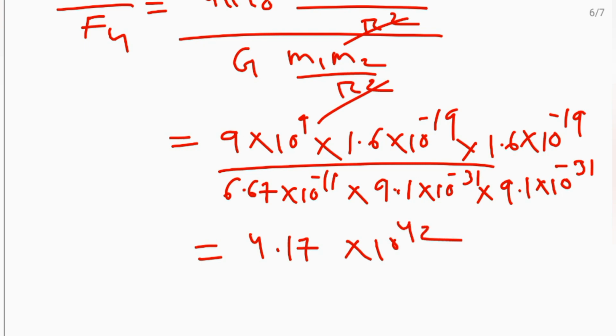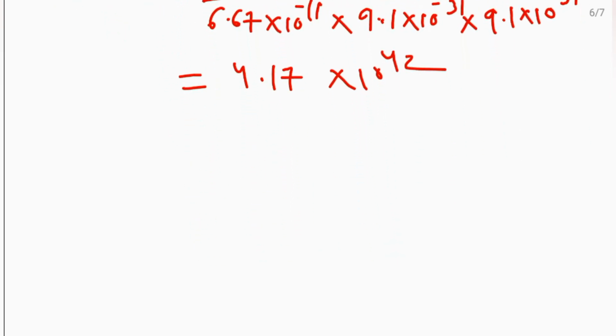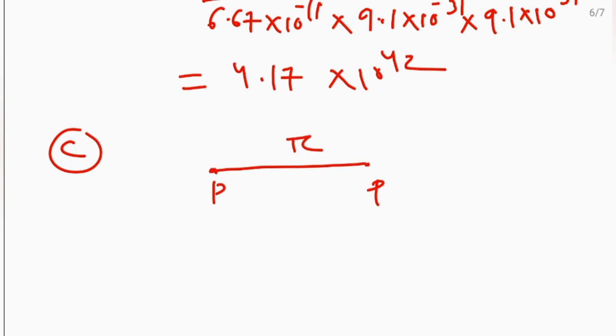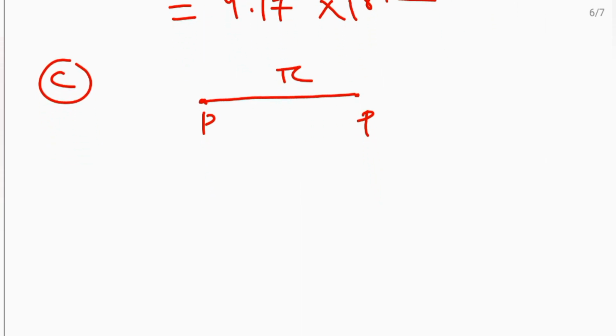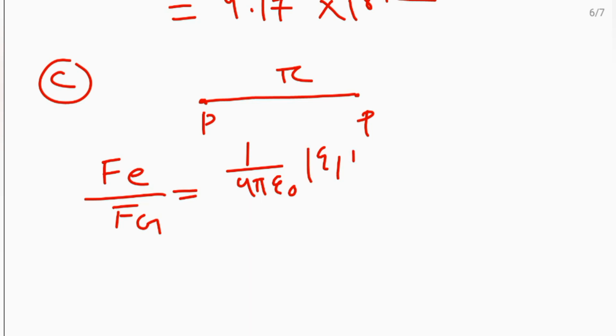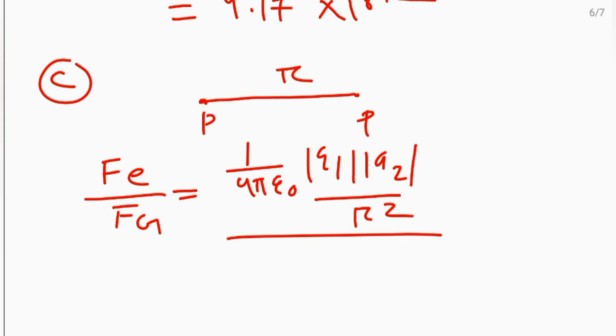So now we will go to the third point, that is the ratio of the electrostatic force to gravitational force between two protons. So this is my proton, this is my proton, separated by distance r. Now we shall calculate the ratio of electrostatic force divided by gravitational force. We know the formula of electrostatic force, 1 by 4 pi epsilon q1 modulus q2 modulus by r square, and we know the formula of gravitational force, G m1 m2 by r square.